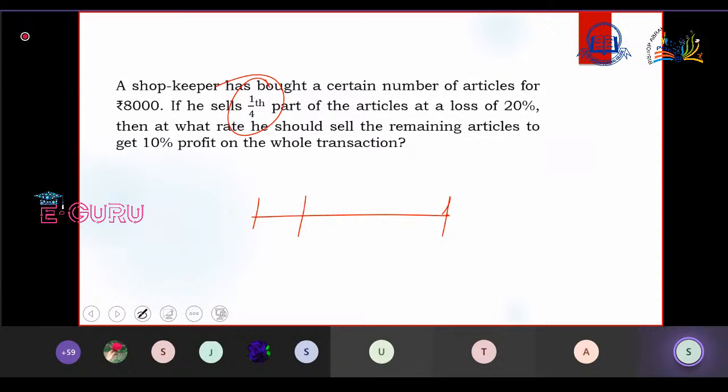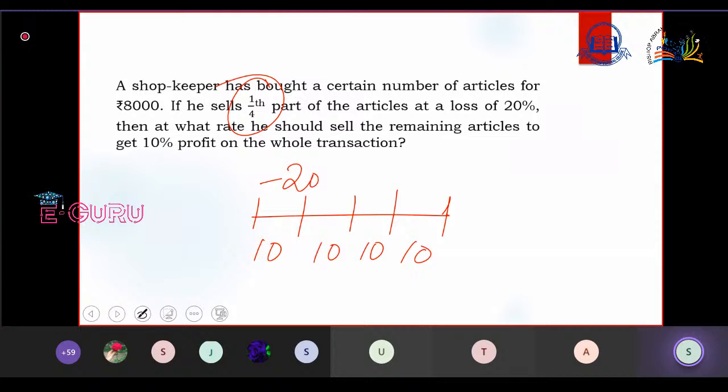So 1/4 means we need to have 4 partitions here, and 1/4 he sold at a loss of 20%. Loss means you have to provide a minus sign, and your requirement is 10% on the whole transaction. So 10% in each part is your requirement.